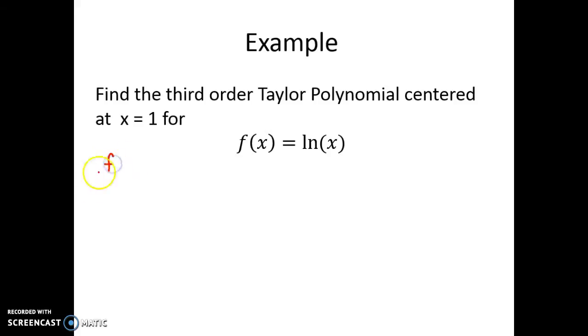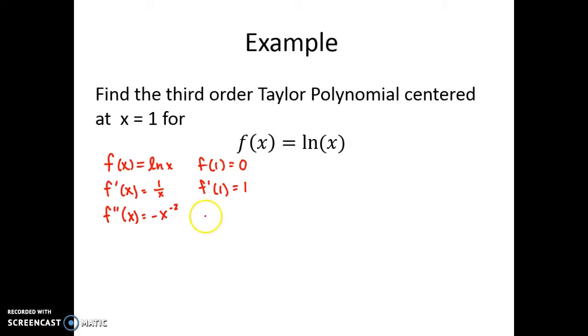Okay, so f of x is natural log of x, which means f of 1 is natural log of 1, which is 0. f prime of x would be 1 over x, so f prime of 1 would be 1. The second derivative would be negative x to the negative 2, so the second derivative at 1 would be negative 1. And the third derivative would be 2x to the negative third, so evaluated at 1, that would be 2.